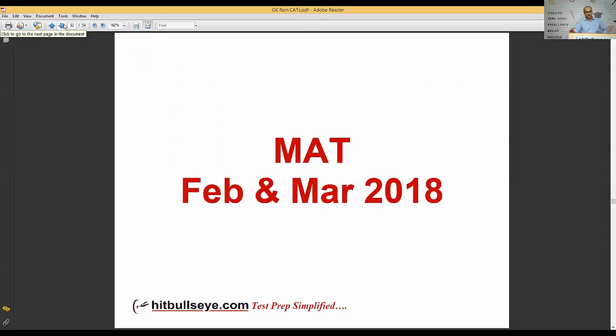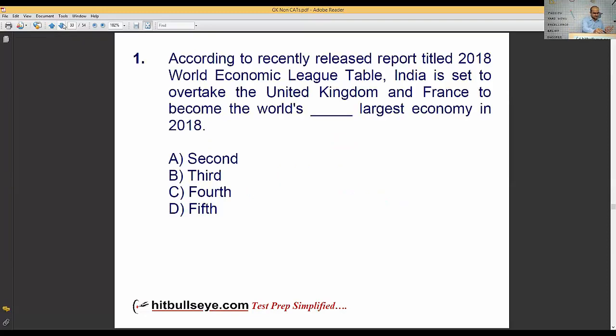Now let's look at some questions from past year math. Next, according to the currently released report titled 2018 World Economic League Table, India is set to overtake United Kingdom and France to become the world's largest economy in 2018. So the answer is D. India was earlier in the 7th position. Currently, it is at 6th position. It has overtaken United Kingdom recently. Now it is all set to overtake France and come to the 5th position in a short period of time.